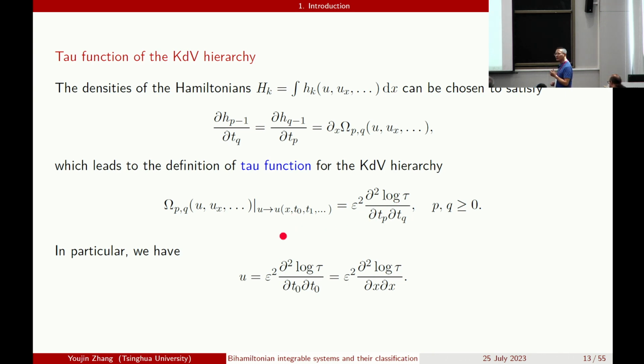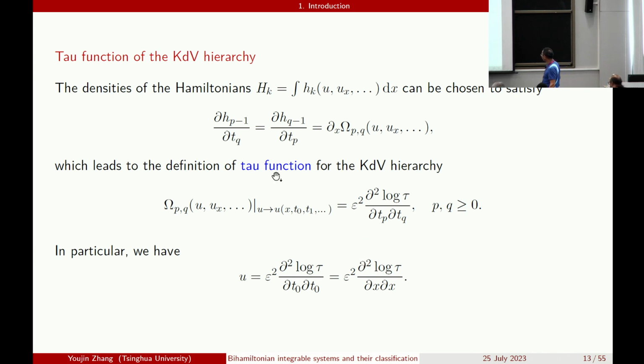Using this relation, we can define the tau function in this way. Given any solution of the KdV hierarchy, we substitute this solution into the differential polynomial omega, and obtain a function of x, t0, t1, and so on. Then we define the log tau function so that its second order derivative gives us what we call the 2-point functions. So we obtain the definition of the tau function, and in particular the unknown function u of the KdV hierarchy can be represented in terms of the second order x-derivative of log tau.